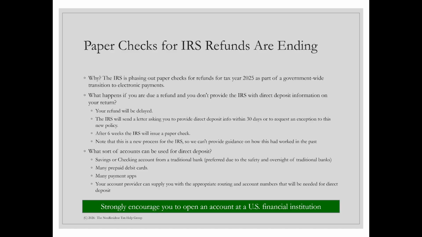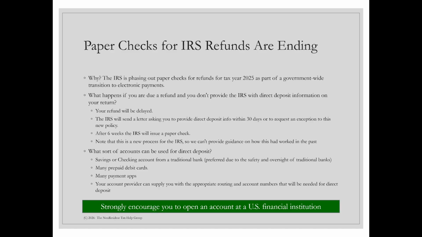This is an entirely new process. We can't really provide any guidance about how well this works. Personally, I suspect that it's going to probably take a while. I don't think it's going to be like you file and then 6 weeks later the check arrives. I think it's more likely you file and then 2, 3, 4 months down the road, a paper check finally appears.